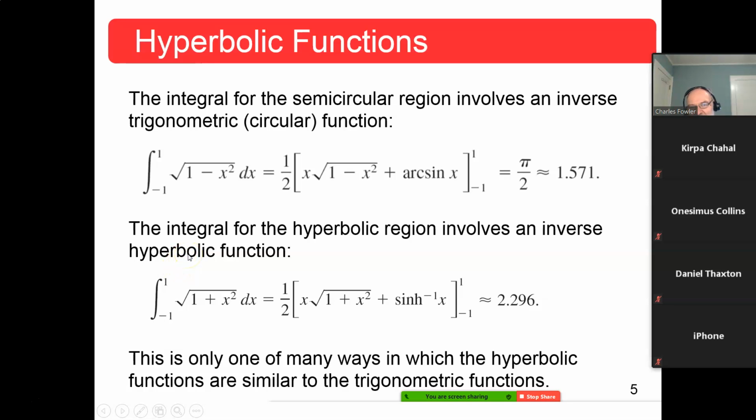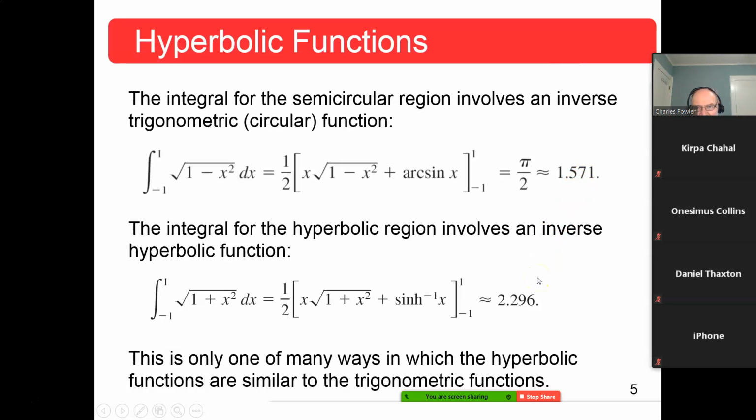Now, if you think about it, the area of an entire circle would be pi r squared, and this is half of that, so it would be pi over 2, and r is 1. So you could do this without doing integration. Okay, never mind. The integral under the hyperbolic region involves the inverse hyperbolic function. Well, we haven't even decided what that is yet, but that's about 2.296. Doesn't look like it's anywhere close to that one.